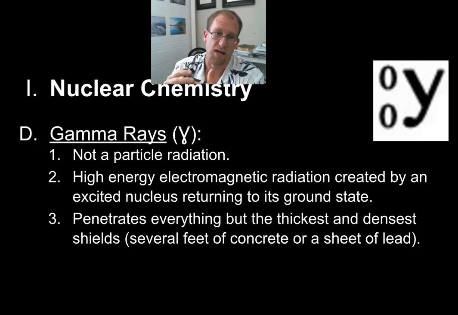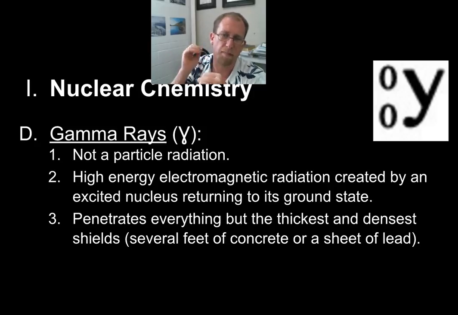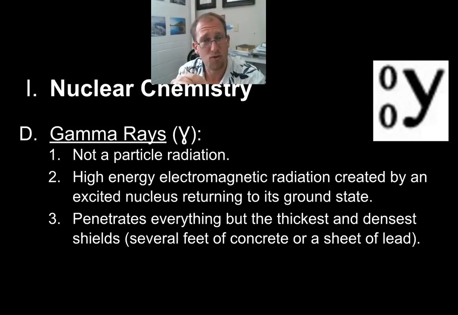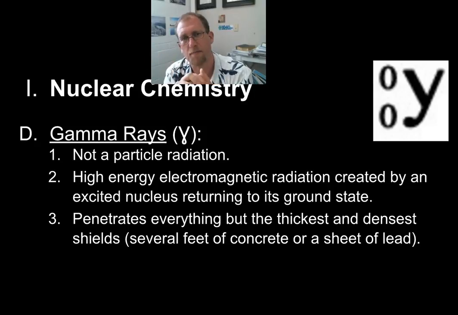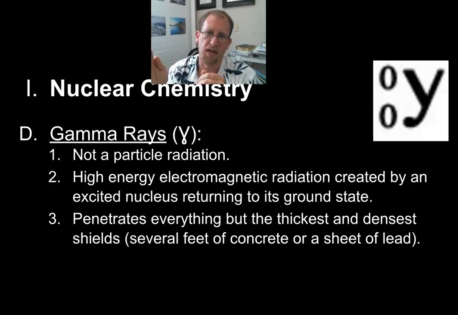Or at least I don't understand it. Maybe some brainiac out there does. But the concept applies. You can excite a nucleus by bombarding it with some kind of energy, and the nucleus gets excited. And then when the nucleus drops back down to a ground state, it emits gamma rays. So when electrons drop back down, they emit light. When nuclei drop back down, they emit gamma rays.